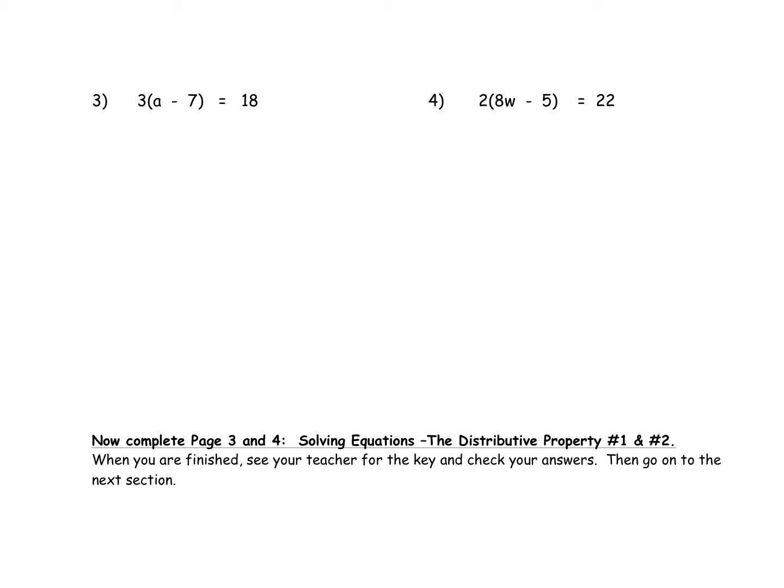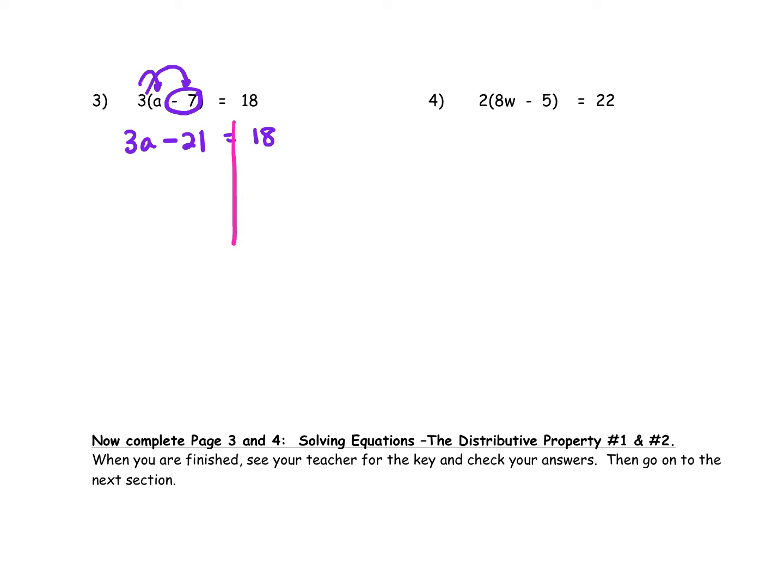Sometimes this is a place where errors can occur. We're going to take 3 times a, but this time in front of this 7 is a minus sign. So we're going to look at this as a negative 7. So 3 times a would be 3a, and 3 times negative 7 would be negative 21. So we're going to write that negative 21 down as minus 21. And on the other side, we have 18.